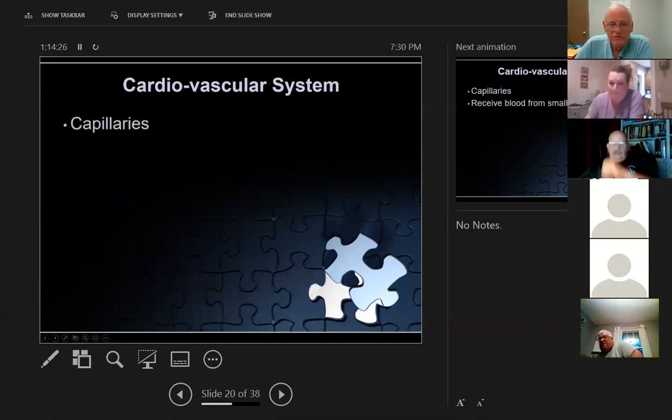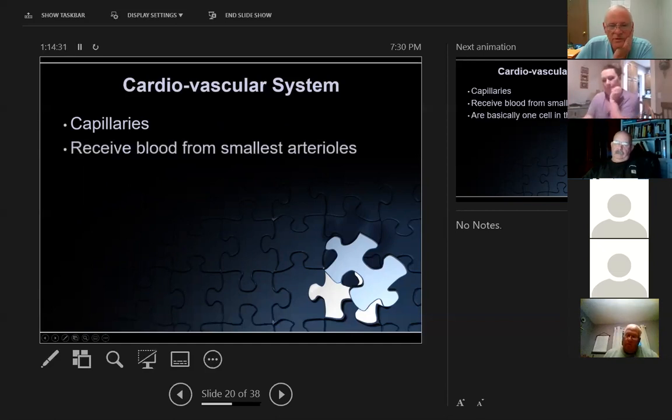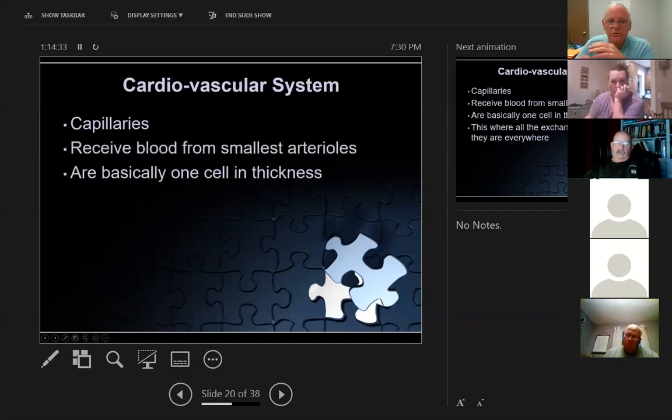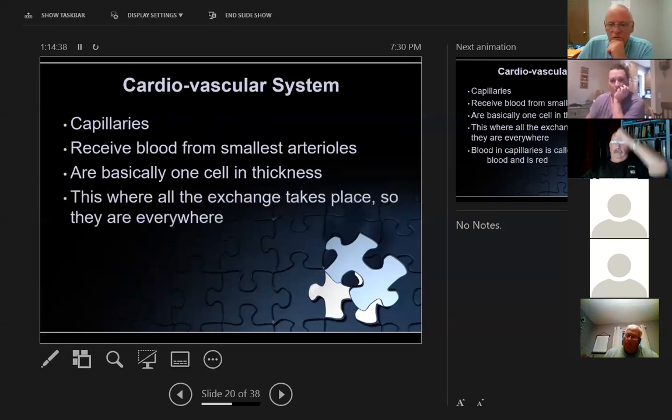Then as the arteries got smaller and smaller, arterioles, they then form capillaries. And again, they receive the blood from the smallest arterioles. They're basically one cell in thickness, okay? And again, this is where all the exchange takes place. So they're everywhere in our body, everywhere. They're picking up carbon dioxide from the cells, they're picking up nutrients from the gastrointestinal cells, they're picking up oxygen from the alveoli, they're everywhere, okay? This is the workhorse part of the system.